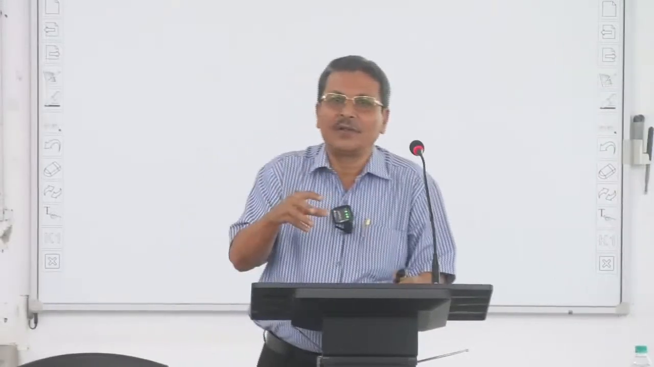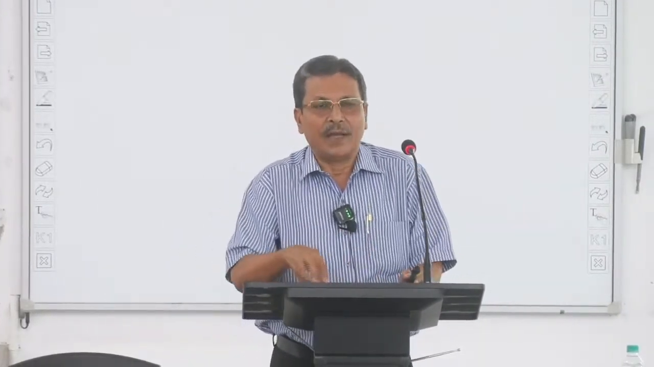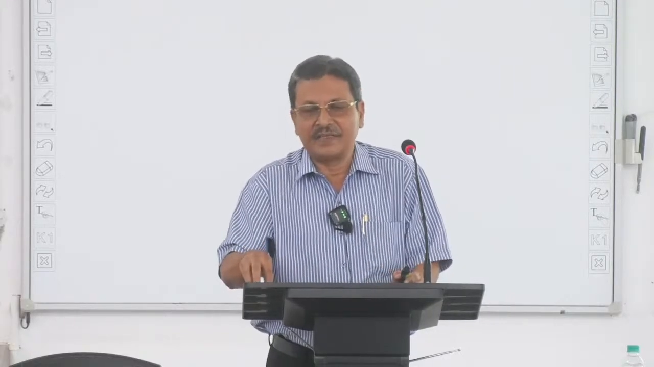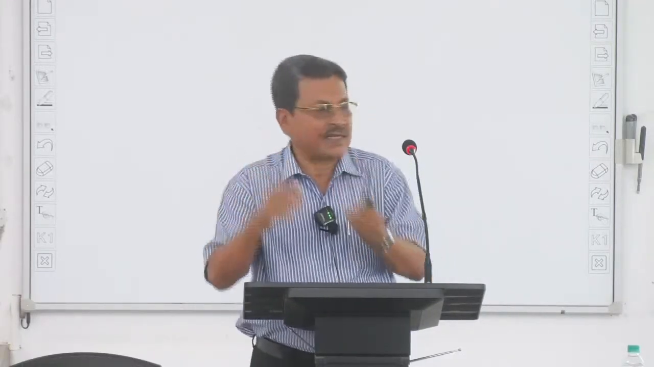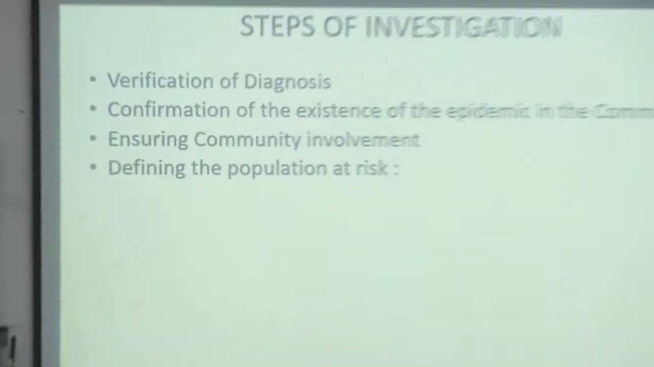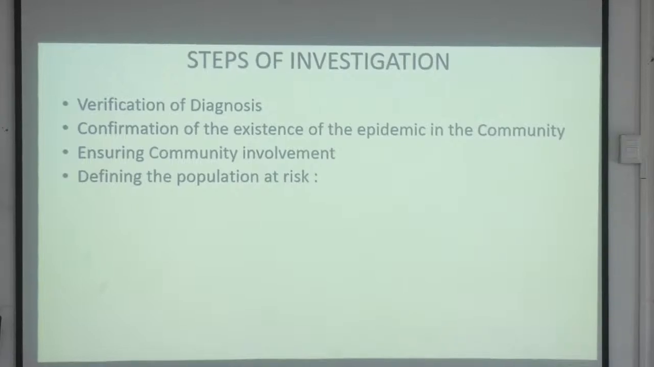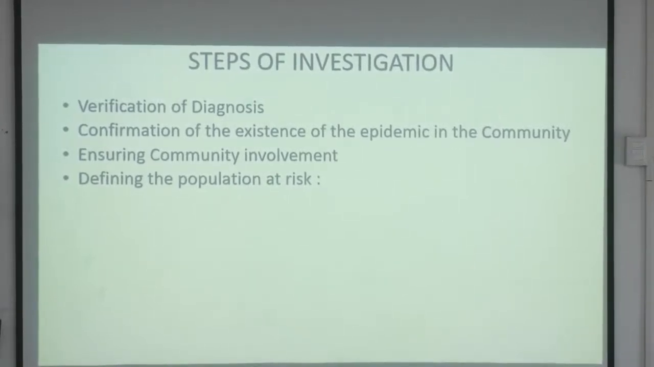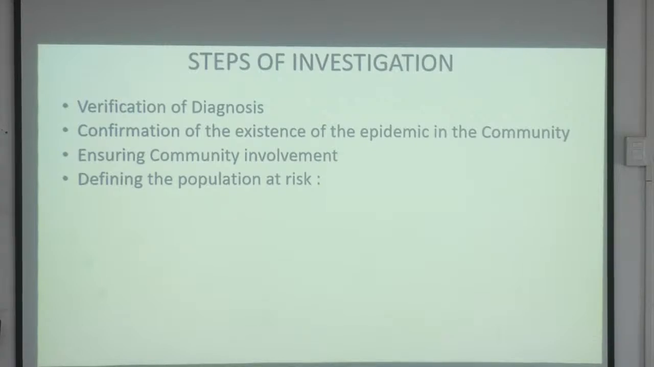That means you have to involve the leaders of the community. You understand, you have to involve community leaders, teachers, and others who are with them. You have to do the investigation. So, ensuring community involvement, you have to define the population at risk. Always remember, population at risk means not only those who are suffering. Population at risk means those who are already in that particular area and may be susceptible to suffering. So the whole population is at risk.